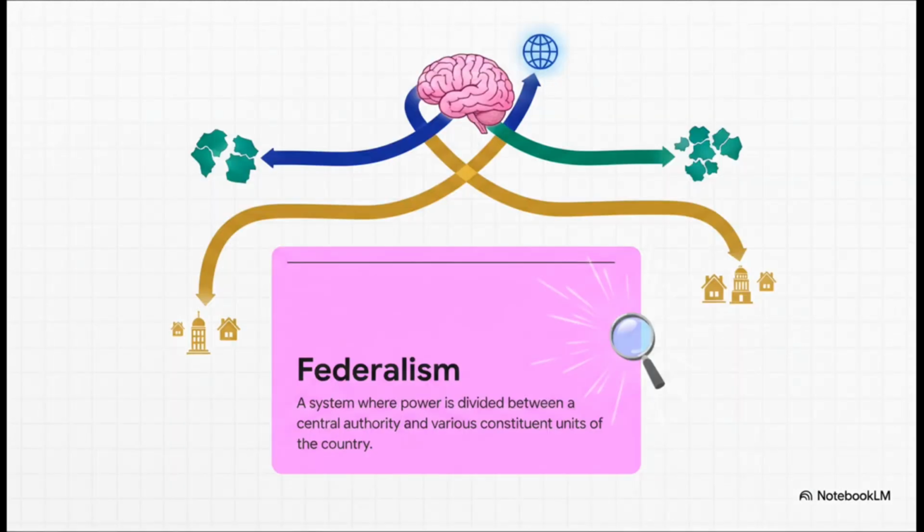Okay, so what is this thing, federalism? Let's make it simple. Instead of having one single, all-powerful government trying to manage everything from the top down, federalism divides up the power. You've got a central government that looks after big national issues, and then you have state governments managing their own specific regions. It's all about sharing the workload.